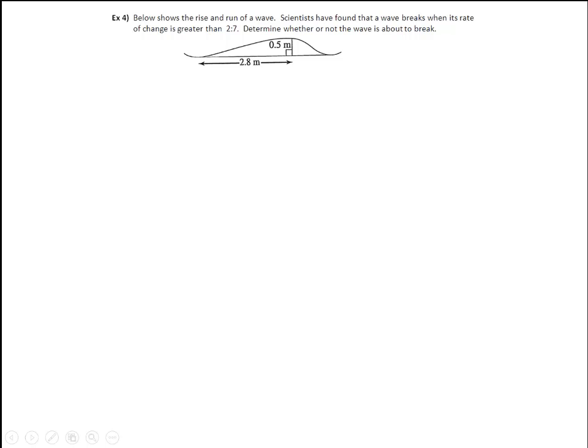Below shows the rise and run of a wave. Scientists have found a way to predict wave breaks. The rate of change that is about to break is 2 to 7. Determine whether or not the wave is about to break. So we're going to need decimal forms for this. The wave will be about to break if it's at a ratio of 2 to 7. So 2 divided by 7, which equals 0.2857. So if it's 0.2857 or greater, it is about to break.